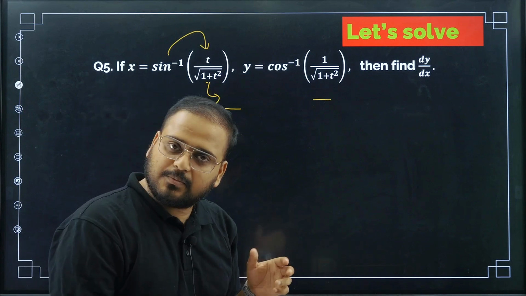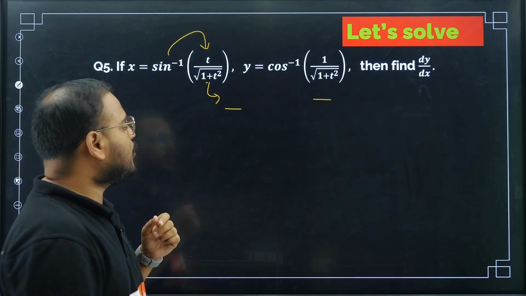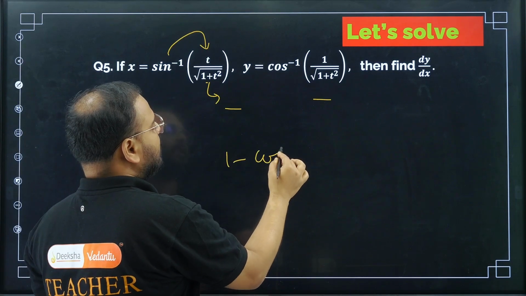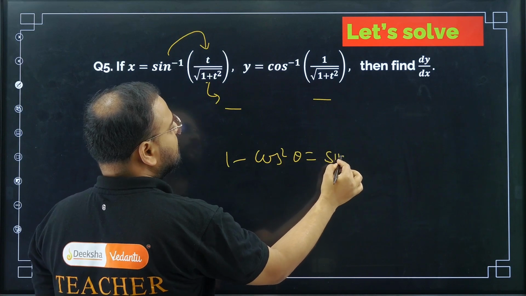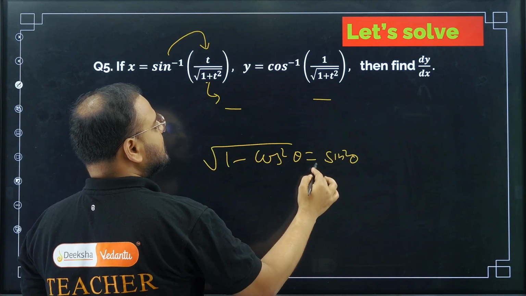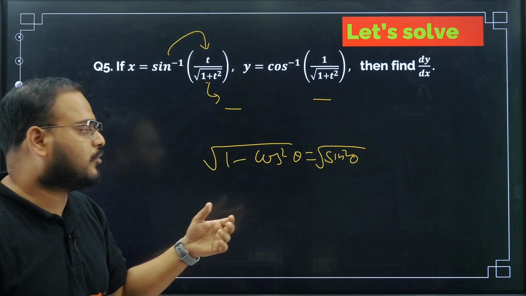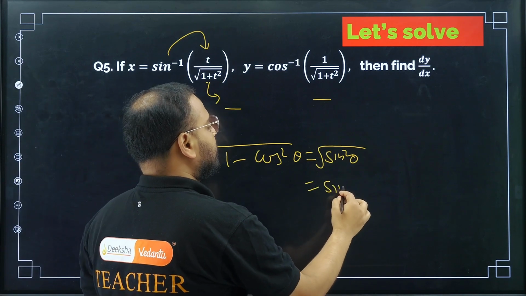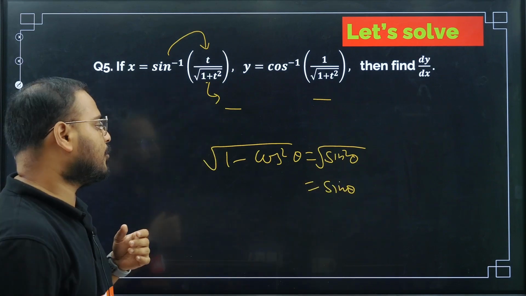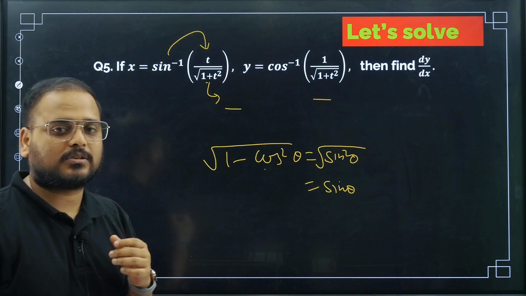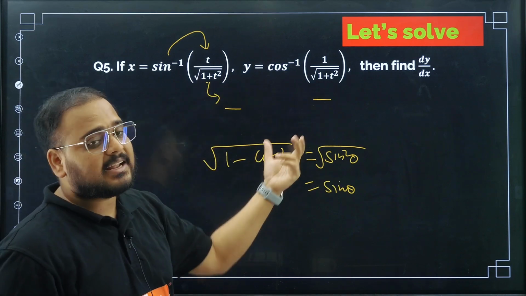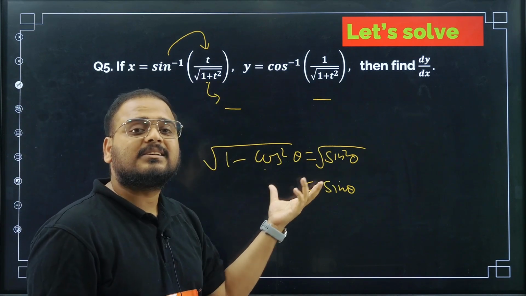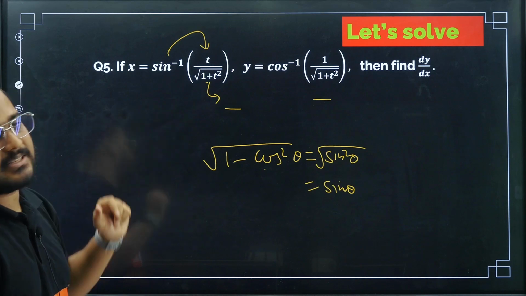Cos or sine based on the situation. Why cos or sine? Because we know that 1 minus cos square theta makes sine square theta, and if the root is applied on this, root and square will cancel, it will become simply sine. Same goes with sine also. If I put here sine, I'll get this as cos. So whenever I have this minus sign, I use the substitution of t as sine or cos. But in this case I have a plus sign. How will I do it?